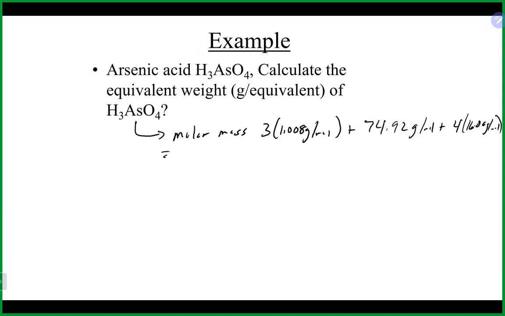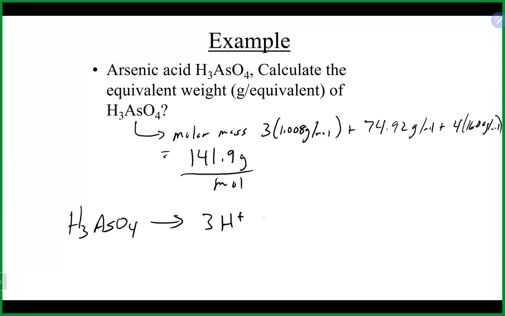That will give us a molar mass of 141.9 grams per mole. When we look at this acid, this is a triprotic acid, which means when it breaks apart, you're going to get 3 hydrogens to come off here.